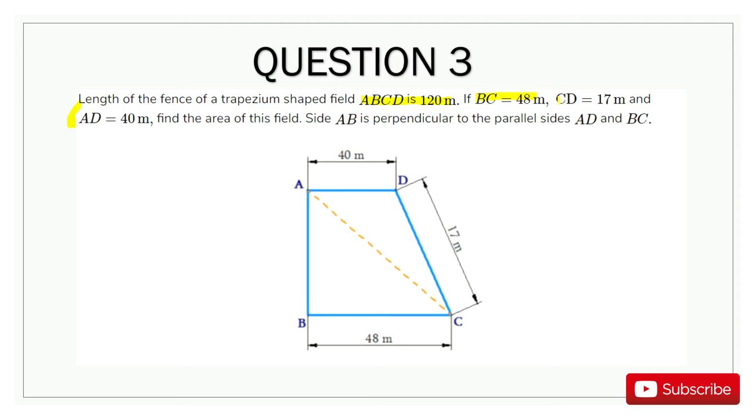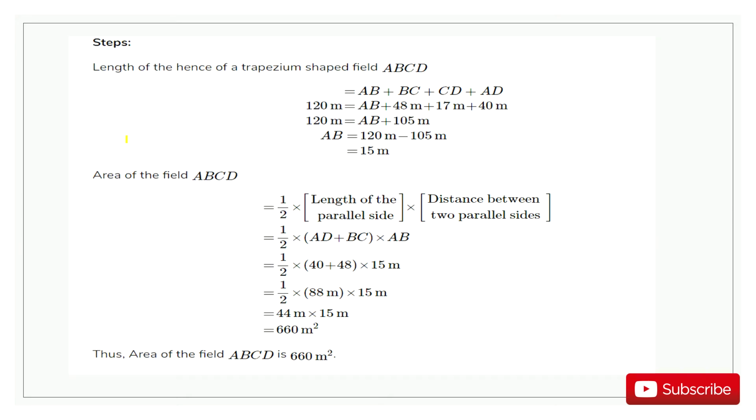BC is given to you, CD is given to you, AD is given to you, and you are supposed to find out the area of this field. Now, how do you find out the area of this field? Let us understand. So, length of the fence of the trapezium is given to you.